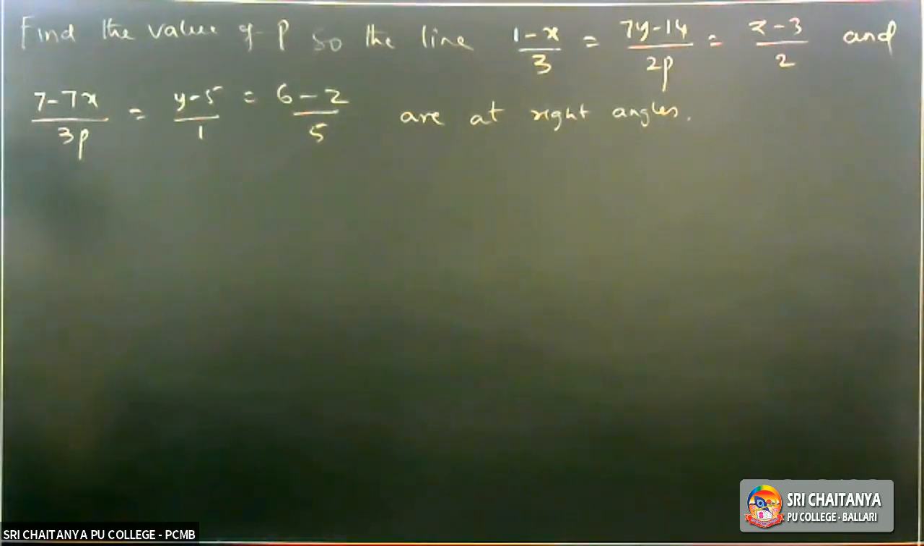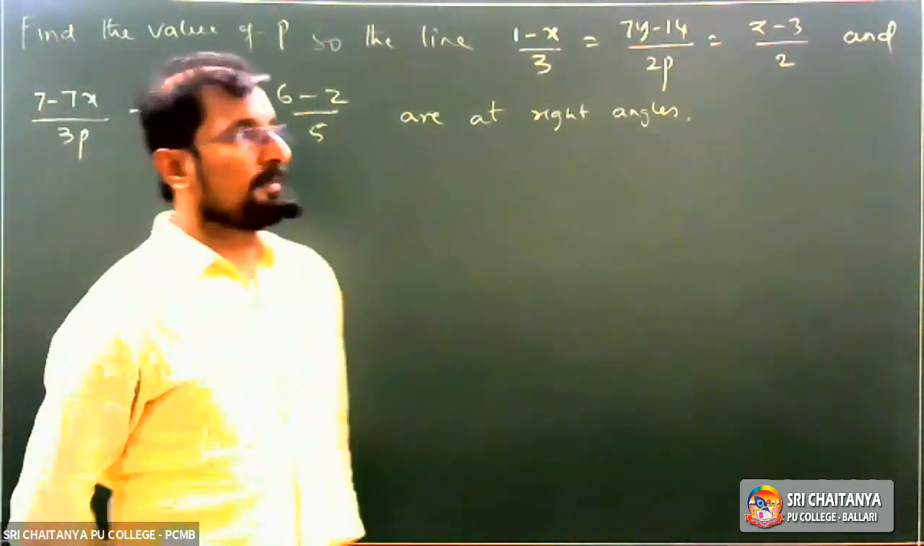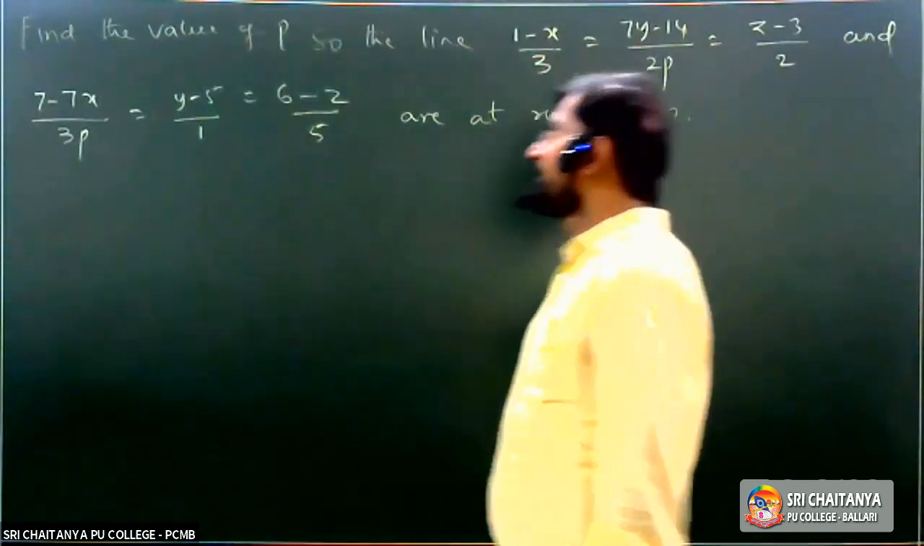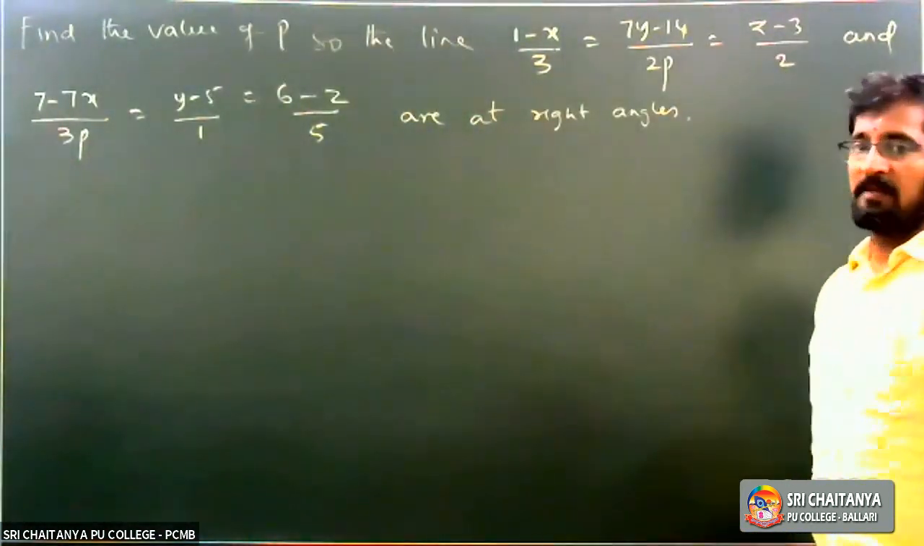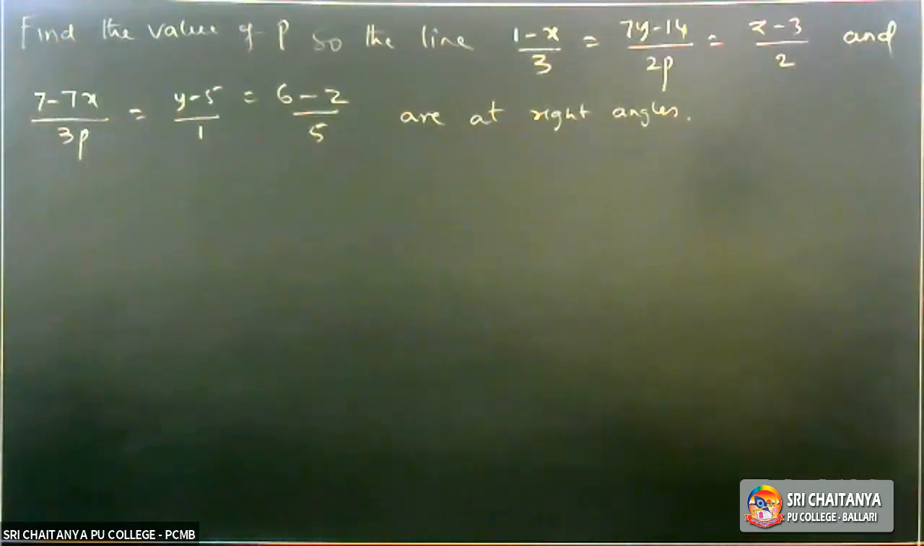Find the value of p. I hope you are observing the problem. So the lines (1 minus x)/3 = (7y minus 14)/2p = (z minus 3)/2 and (7 minus 7x)/3p = (y minus 5)/1 = (6 minus z)/5 are at right angles.